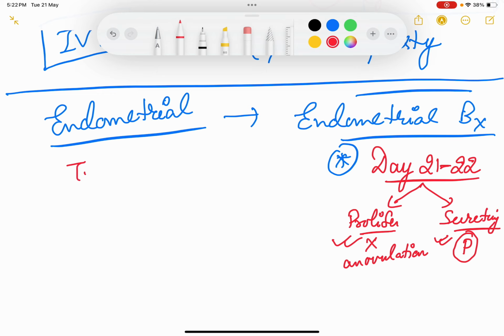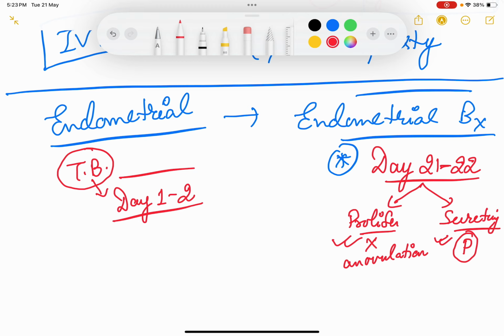But if you think that the patient has genital tuberculosis, then your biopsy will be done on day 1 to day 2 of the cycle, that is the first day of the cycle when the patient menstruates.